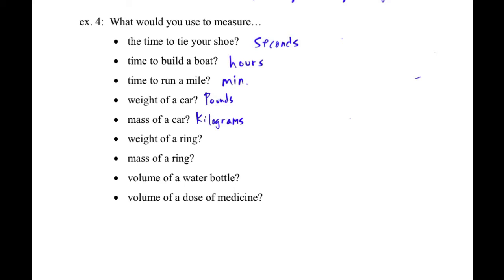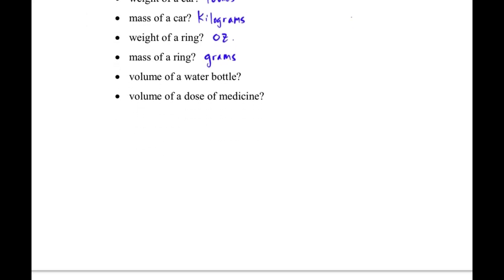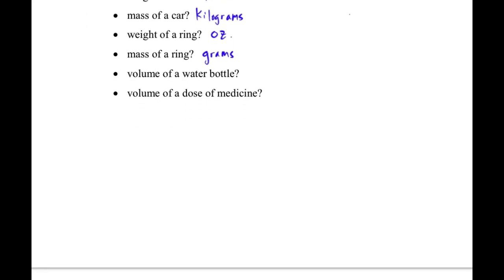Carats. Ooh, carats. Carats is going to be the weight of the diamond, or maybe it's for all gems. A carat is a way of measuring weight for diamonds. Mass of a ring. Grams. I like that. Once you buy a wedding ring, they have the mass of my ring, then they look up how much it is per gram of platinum, then they tell you how much my ring is worth.